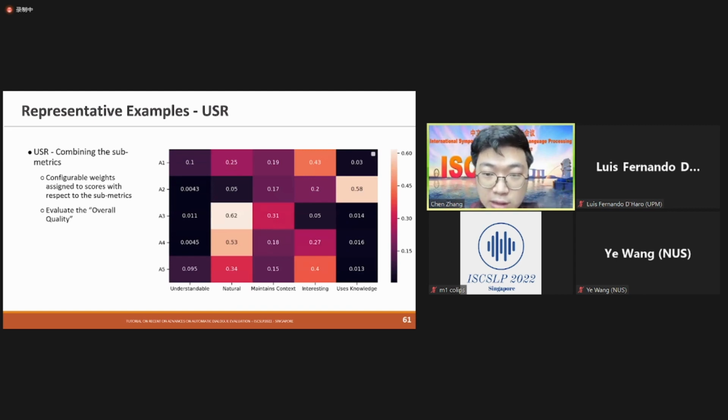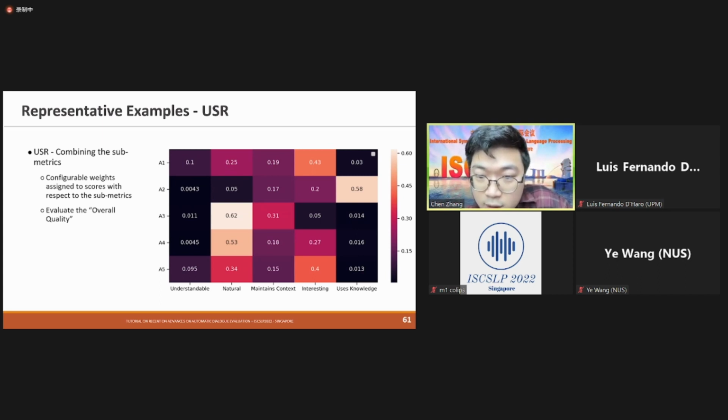So after the introduction of each submatrix, we need a way to combine them together, for example, if we want to evaluate the overall quality. So we need some mechanism to combine the submatrix scores. Here, the matrix basically tells what importance the human gave to each fine-grained matrix with respect to the overall impression.